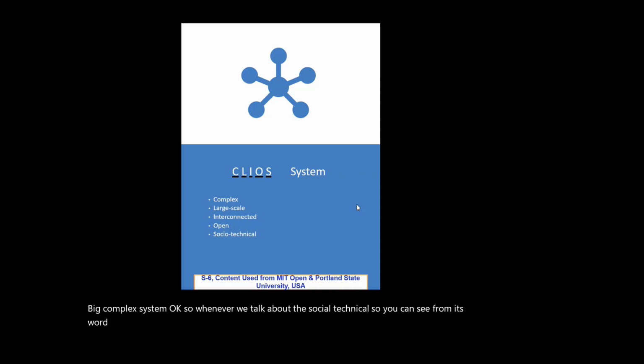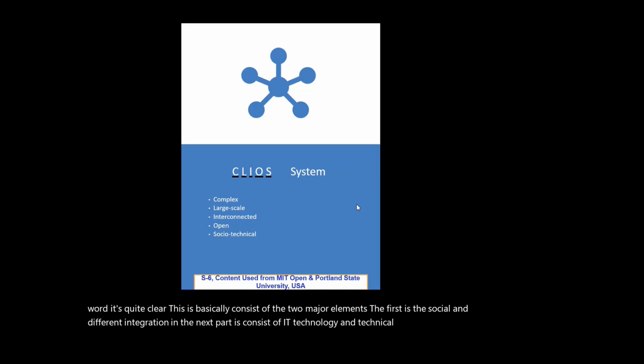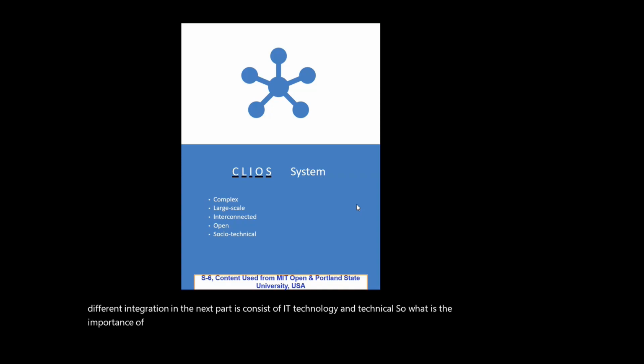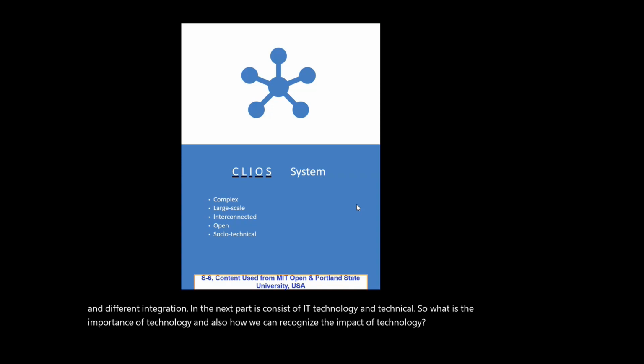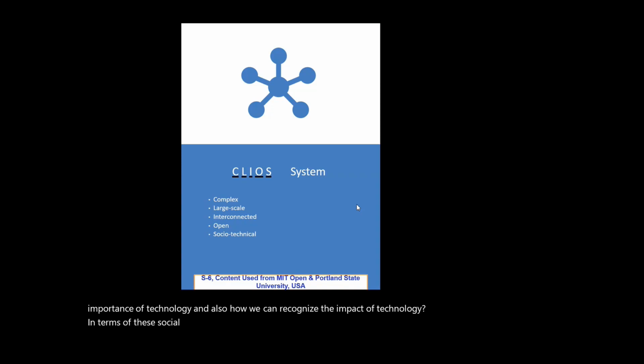Whenever we talk about socio-technical, you can see from the word it's quite clear. It consists of two major elements. The first is the social and different integration, and the next consists of technology and technical aspects. So what is the importance of technology, and how can we recognize the impact of technology on social integration and relations?